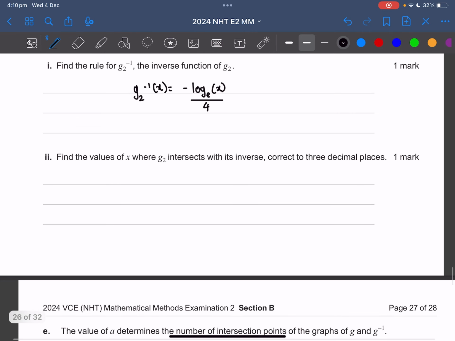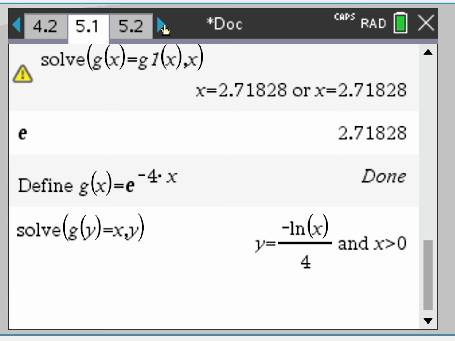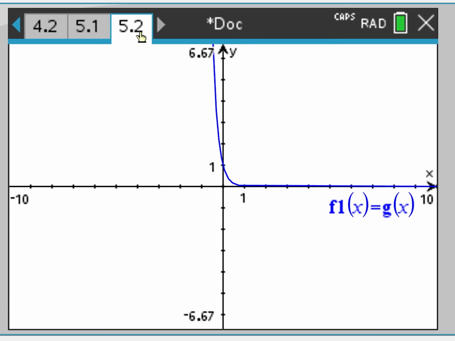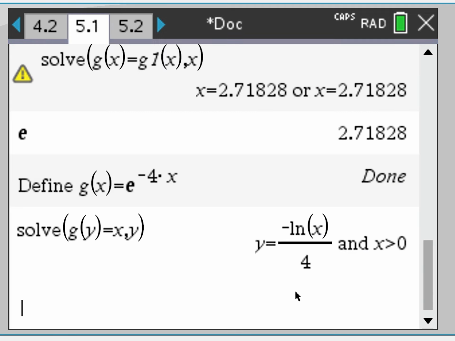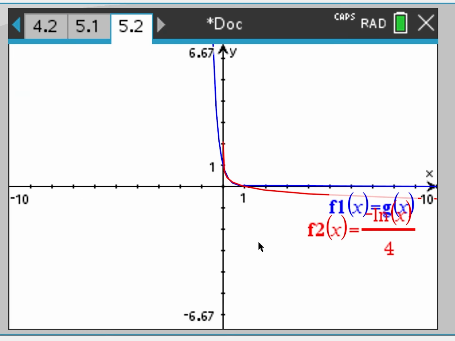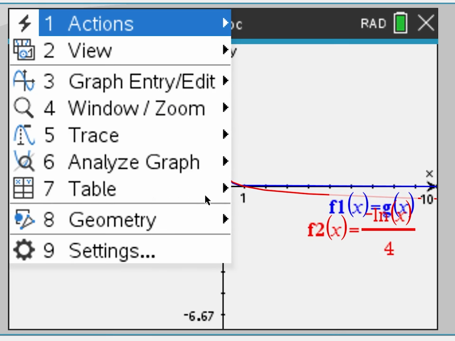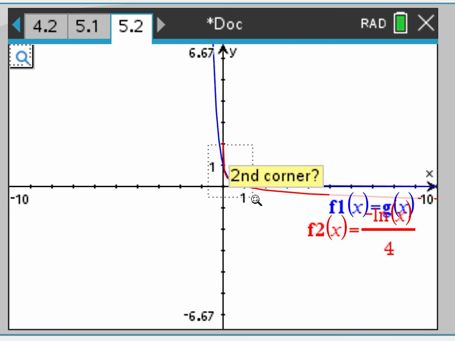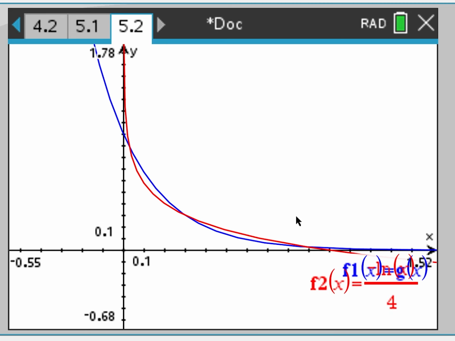Find the values of x where g2 intersects with its inverse, correct to 3 decimal places. Okay, so let us plot the graph for this. So this is the g of x that we just defined to be e to the power of minus 4x. And now if I plot the inverse, which is just this. Okay, so there are 1, 2, and 3 intersections.